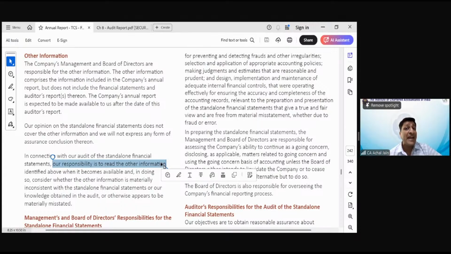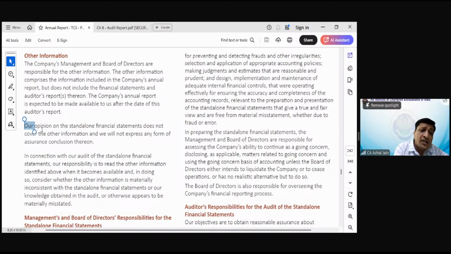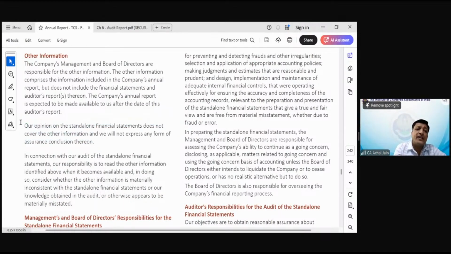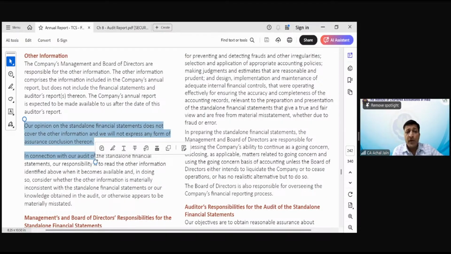Even though he is reading that, and trying to ensure the consistency, he has clarified. Now, this part is very, very important. He has clarified that we are only providing the opinion on the standalone financial statements. We are not providing any sort of assurance, any opinion on any other document, whether that is director's report, BRSR, or say MD&A, or any other information which is going along with the financial statements.